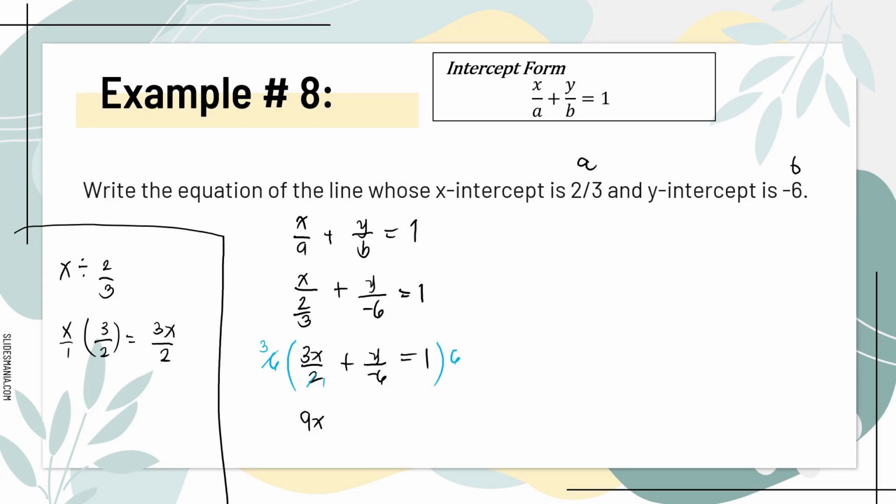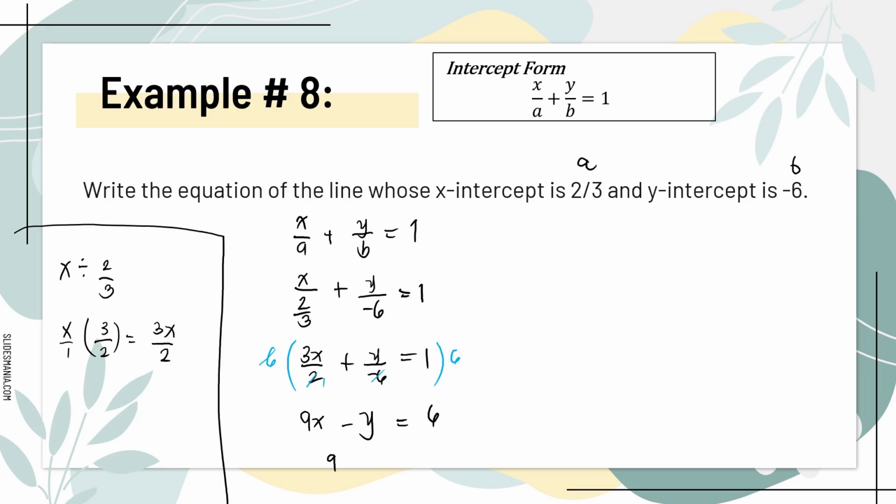Next one. What about this one? Still, multiplying 6 by y over -6. Cancel, cancel. You're gonna have here y over y, or simply minus y. Okay. Next, here we have 1 times 6, that is 6. So, okay na ba? Yes, okay na, no?